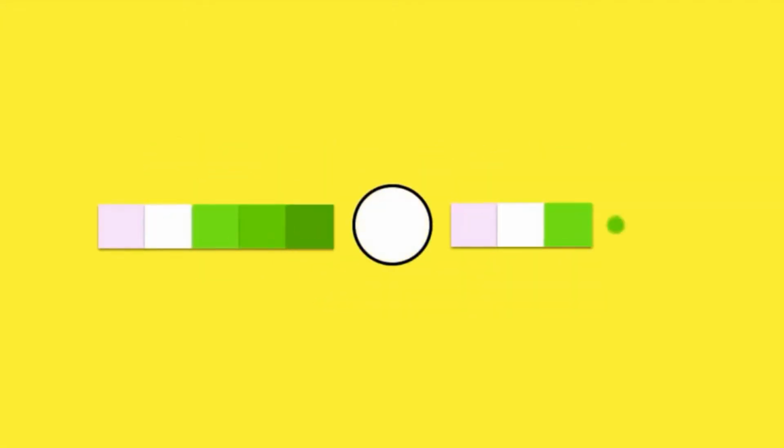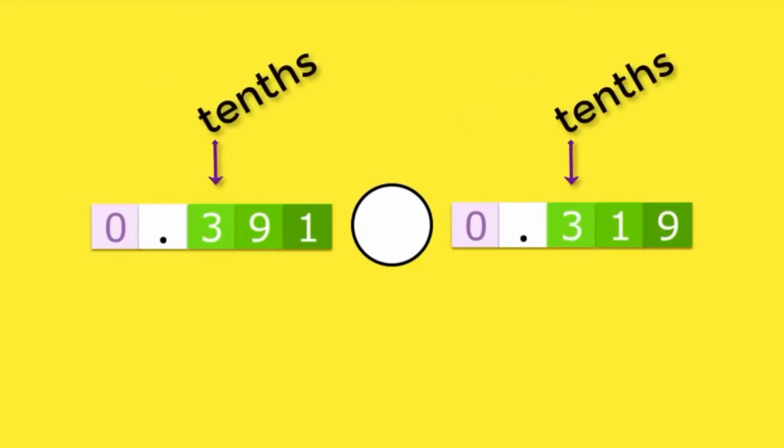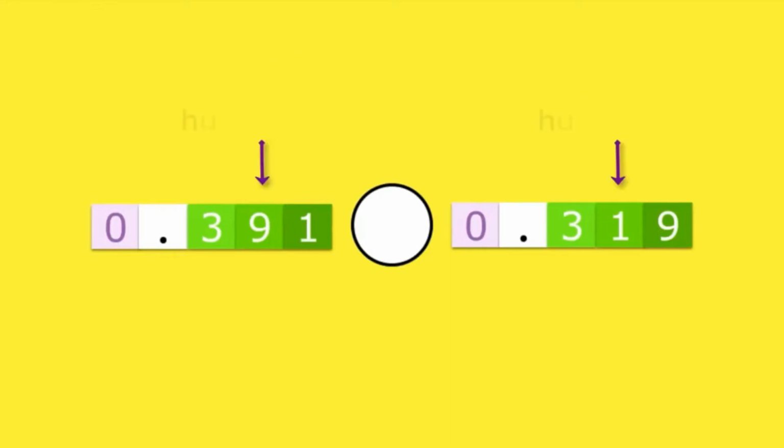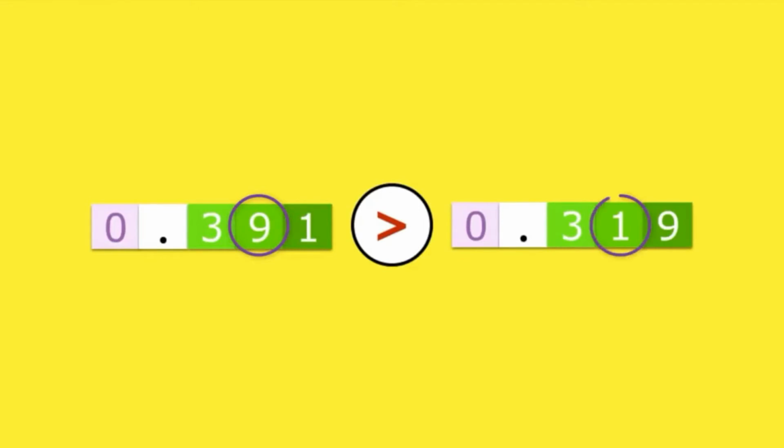Comparing decimals. To compare decimal numbers, look at the digits from left to right. First, look at the digits from left to right. The number in the ones place is the same. The number in the tenths place is the same. The number in the hundredths place is different. The number on the left has a higher value in the hundredths place, so it is larger. We don't need to look at any of the remaining place values since we worked from left to right.